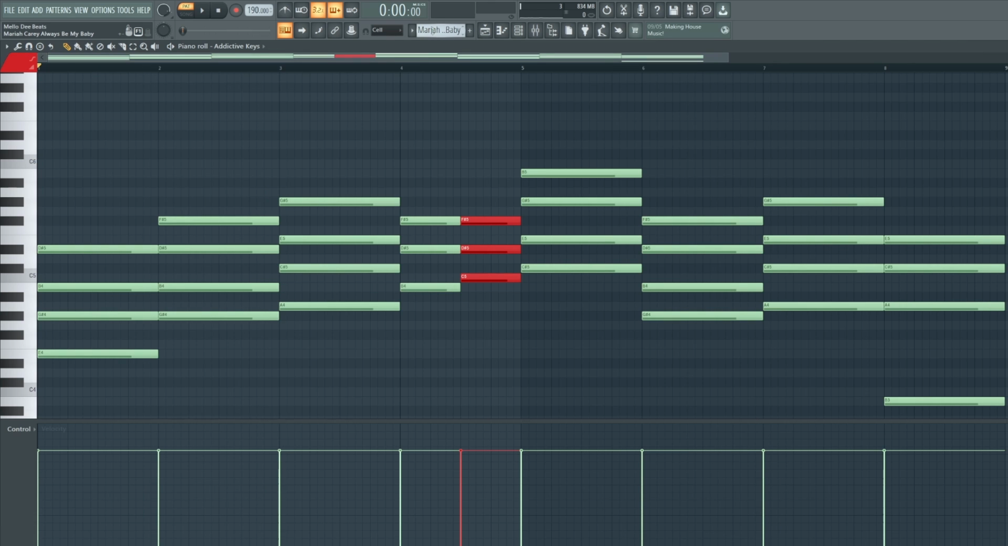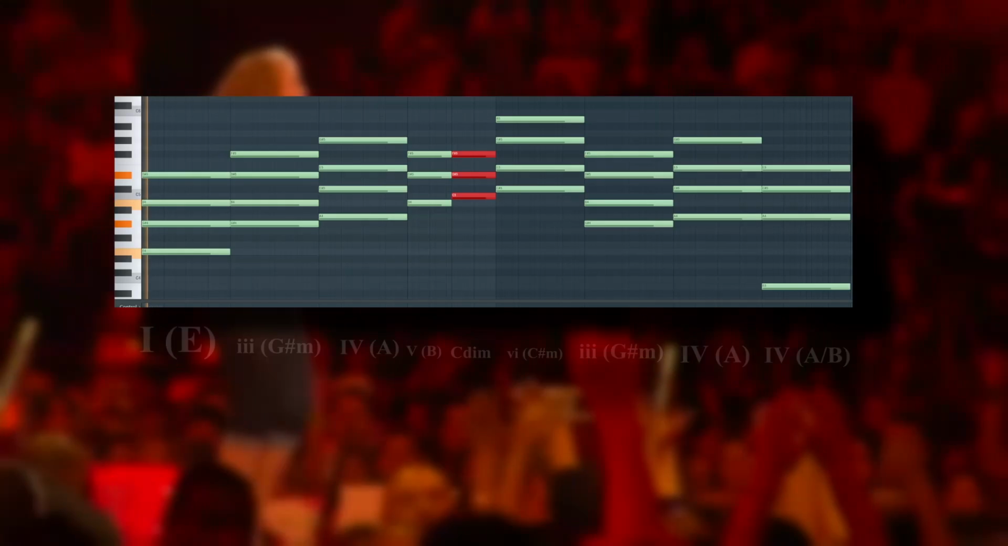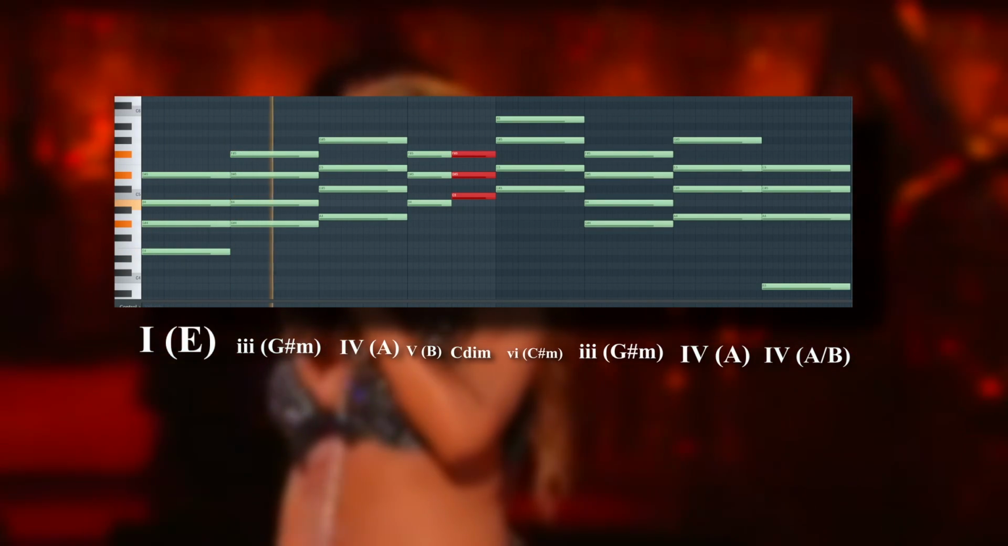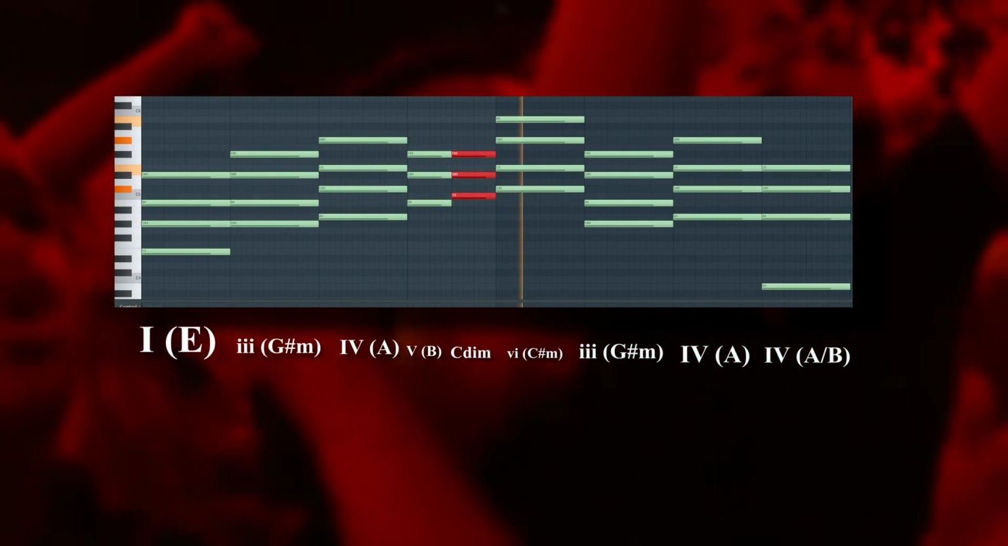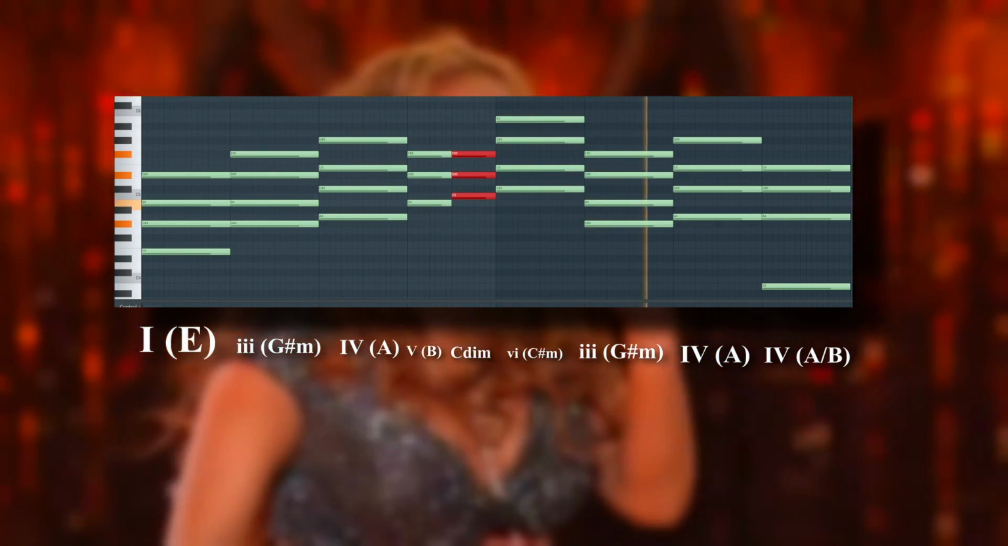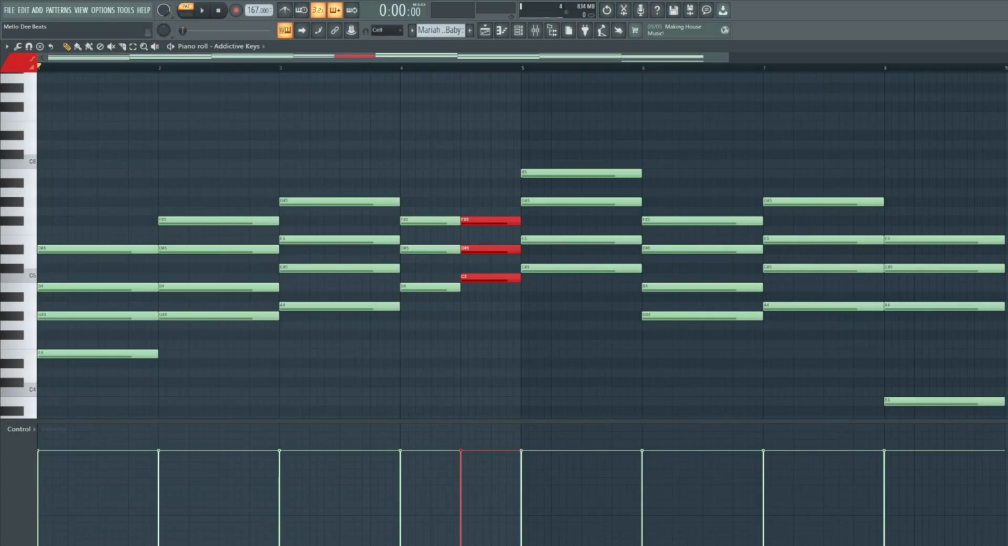So the second example we're going to look at is Mariah Carey, Always Be My Baby. Let's listen to these chords very quickly. The red one is, of course, the diminished chord, and this is in E major. Now let's just analyze it very quickly.